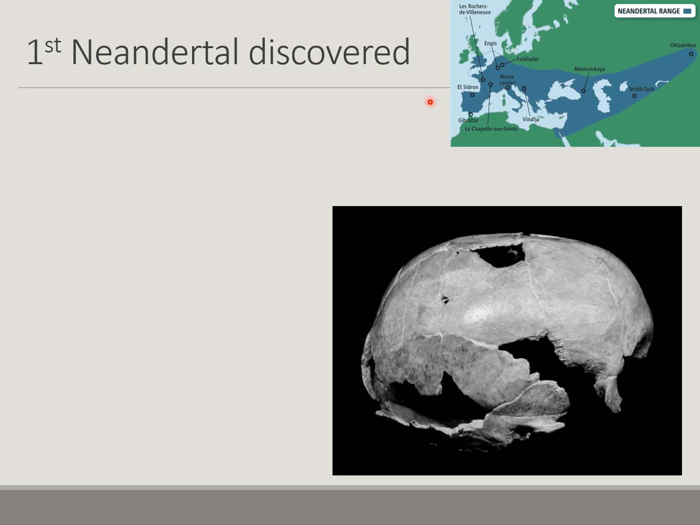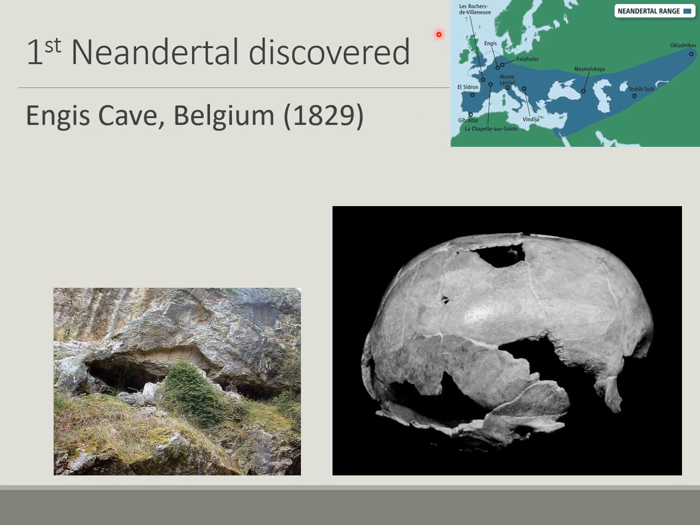The first Neanderthal discovered is at a site called Angus Cave in Belgium, and this is 1829. So this is the first ancient hominin species discovered other than Homo sapiens. And I believe it might actually even be just the first ancient hominin specimen discovered, period. So Angus is in Belgium. Here you can see it on the map. This is what the cave looks like from the outside, and this is the specimen.